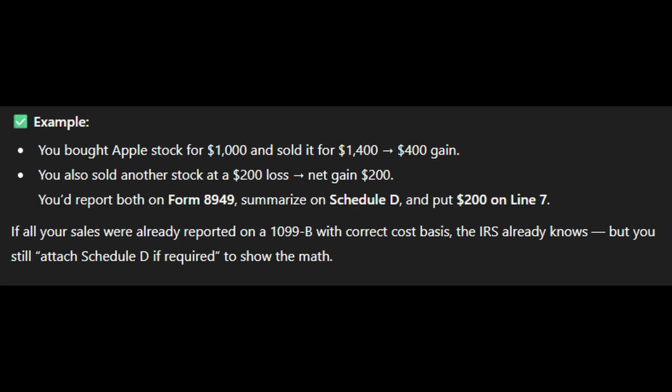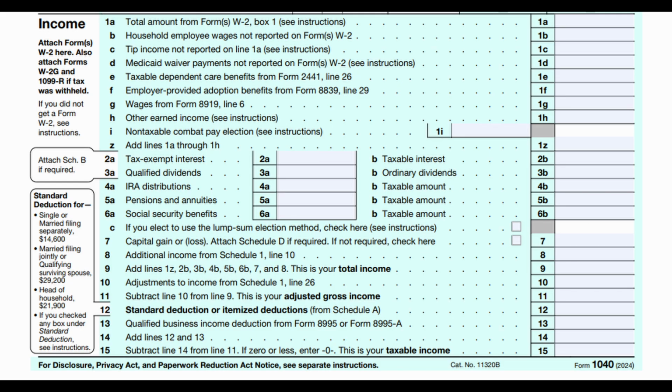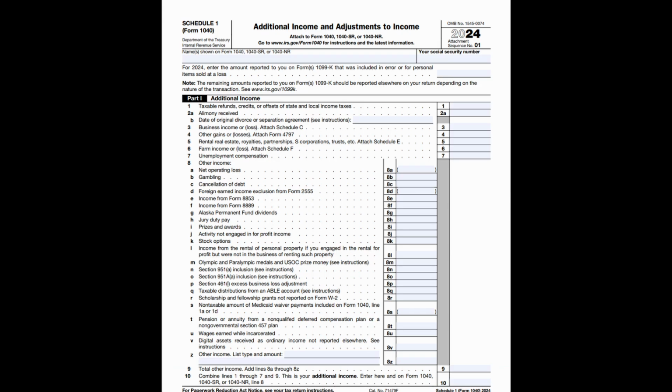Crypto exchanges like Coinbase and Kraken also issue Form 1099-B or 1099-MISC if you sold or earned rewards, so keep those in mind. Alright, moving on to line 8, other income from Schedule 1. This line covers everything else that doesn't fit into the earlier categories. You'll find the total on Schedule 1, line 10, and transfer it to line 8 on the Form 1040.